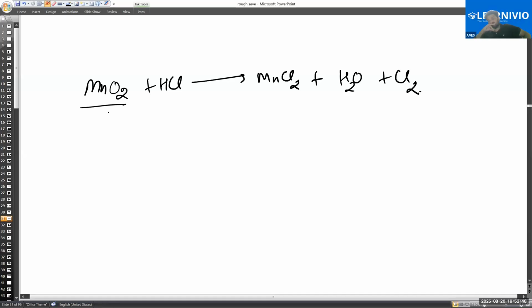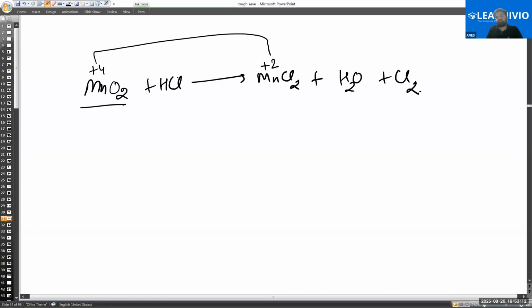Reduced. Yes, because we can say that removal of oxygen is reduction. Or we can say that here it is in +4 oxidation state, here it is +2. So it means oxidation state has been decreased from +4 to +2. So it means it is reduced.